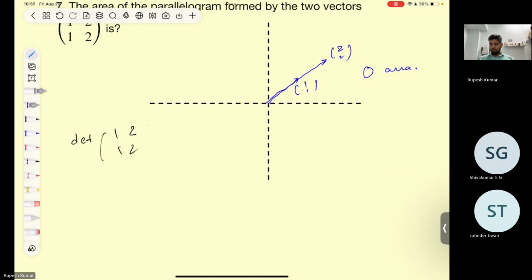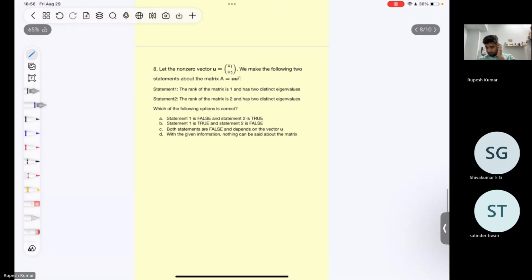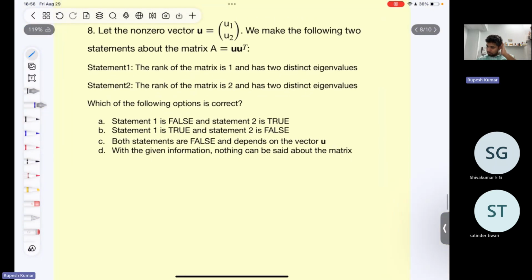1, 2, 1, 2. Multiple things you can do. You can always see this is a rank deficient matrix, so the determinant has to be 0, or you can do the formulation. So 1 into 2 minus 1 into 2, which is 0. So this says that the area is 0. It's a very simple problem, right? Let's move on to a more interesting problem.